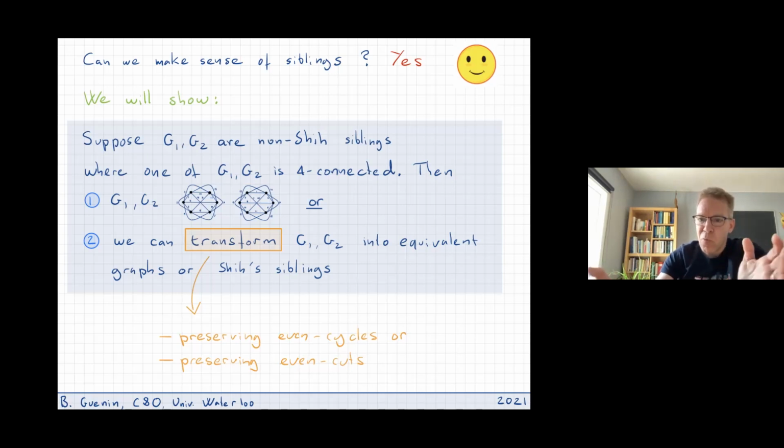So I'm sort of one perturbation away from being either Schi siblings or being equivalent, right? And what are those perturbations? Well, they either preserve even cycles or they preserve even cuts. And because they preserve even cycles, they tell you that they map siblings to siblings or siblings to equivalent graphs, for instance. So what I need to do is tell you exactly what those transformations are. And you'll see that there are two transformations, but they're really matrix duals of one another.